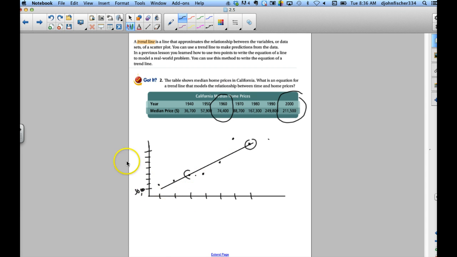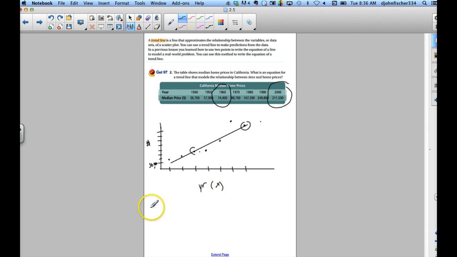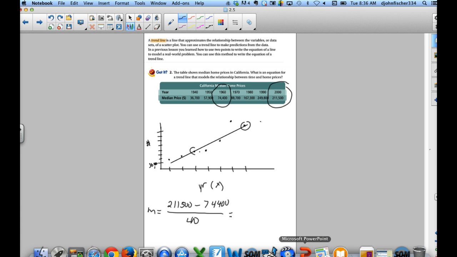Now notice on here I put my price over here, year down here. So my year is my X, my price is my Y. So if I'm going to do my line, I'm going to have to find my slope first. So my slope is change of Y over change of X. So 211,500 minus 74,400 divided by the years, 2000 would be 40 years. So if I subtract that, and I don't know what we get, I'm going to pull my calculator out here to get this one.